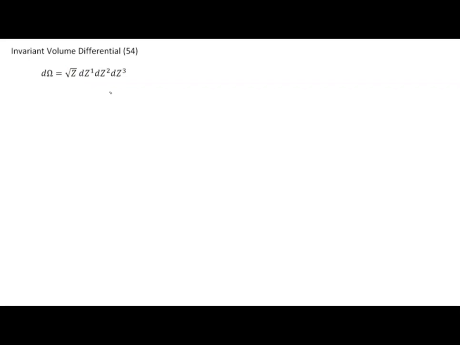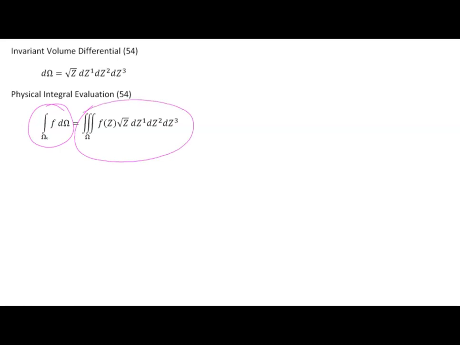Now we then went on to use this expression for the volume differential to show how we can perform a physical integral by using a repeat arithmetic integral like this. And because we have this invariant expression, we can use it here, and that lets us evaluate the physical integral using any coordinate system that we choose. And with that, you should have a pretty good understanding of the physical integral and how to evaluate it.